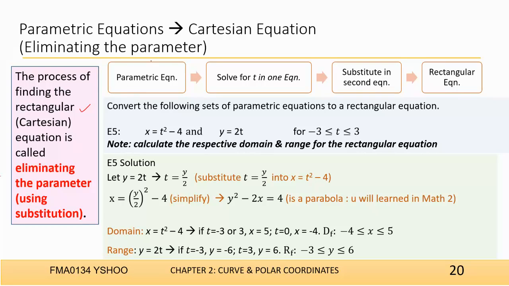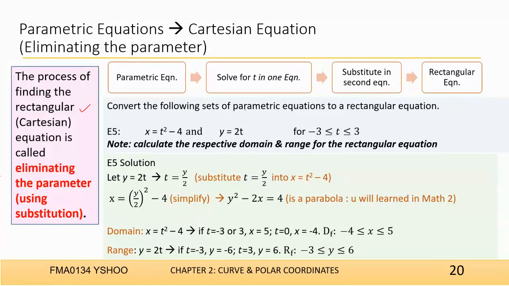You will be given parametric equations, then you take one of the equations and solve for t. Then you substitute the value of this t into the second equation. Then you will obtain a rectangular equation.